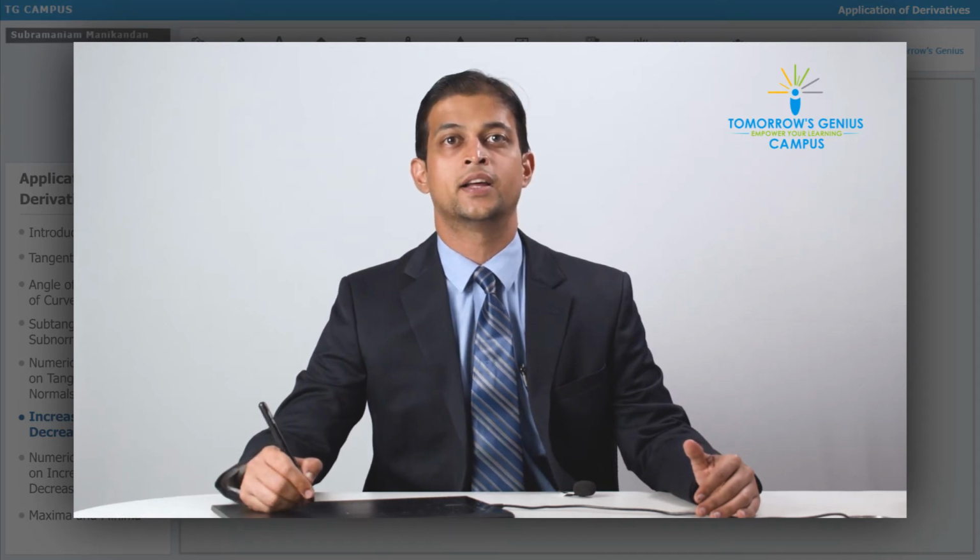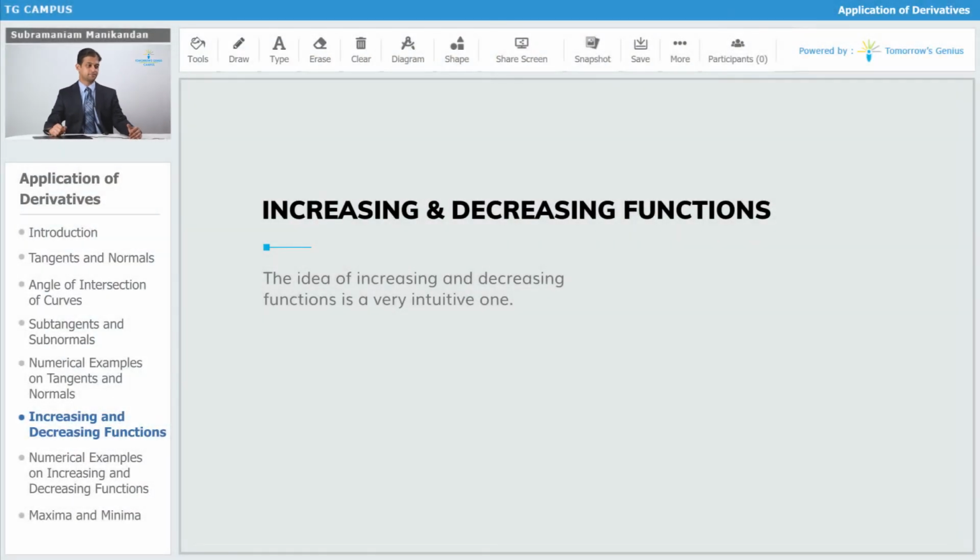Let us take a look at what it means when we say that a function is increasing or decreasing. The idea of increasing and decreasing functions is a very intuitive one if you look at the graphs of some functions which are obviously increasing or decreasing. And most of the times when we observe the graph of some functions, it is pretty clear where the functions are increasing and decreasing. The challenge is to know the precise intervals in which the functions are increasing or decreasing, for which there is an exact method.